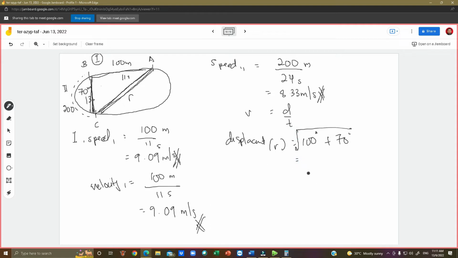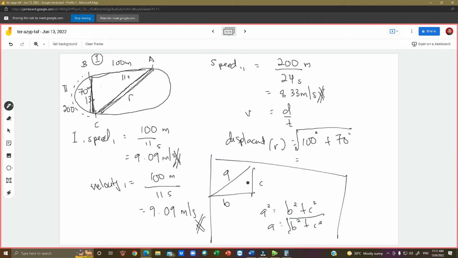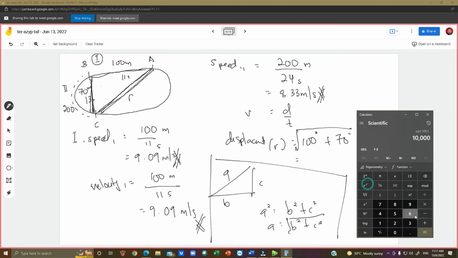This is the Pythagoras theorem formula, where we have something like this: A, B, C. So A squared equals B squared plus C squared. A equals the square root of B squared plus C squared. Okay, revision: how you have this is based on the Pythagoras theorem. So A is 100 meter squared, B is 70 meter squared, and we can find R. Okay, let's try. 100 squared plus 70 squared, square root.